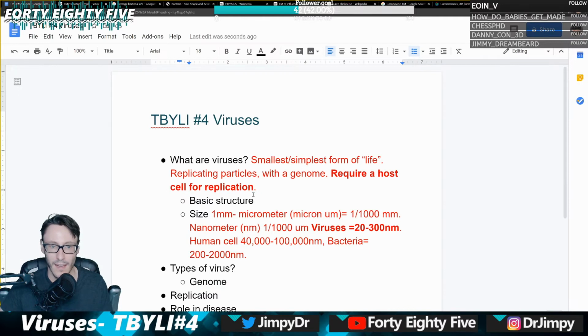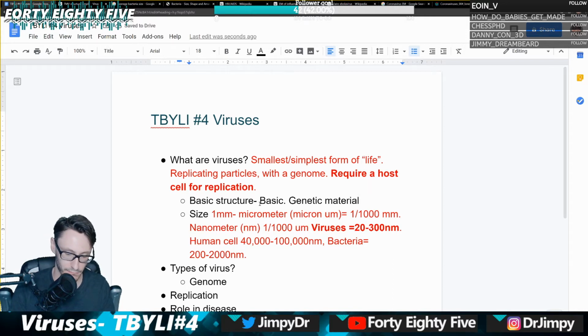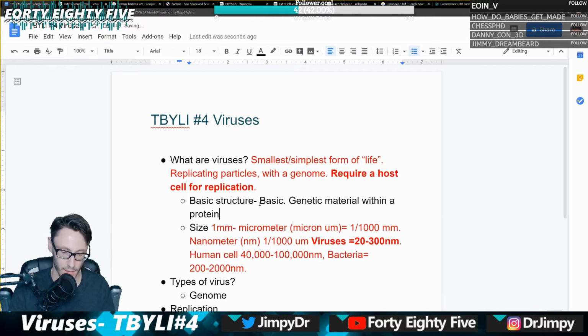So the basic structure is just basic, right? Very, very basic. You have some genetic material, and usually it's within a protein structure. Protein, sometimes it's called the capsid.